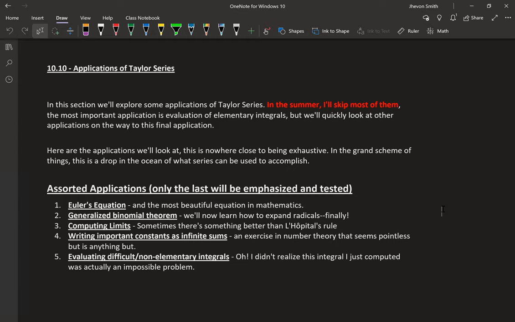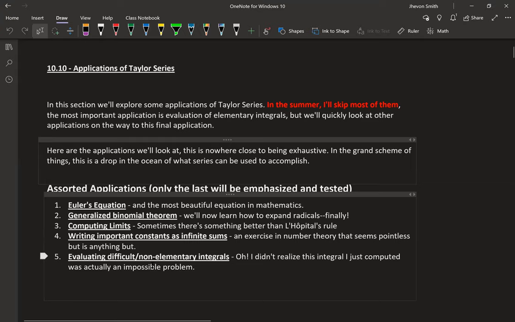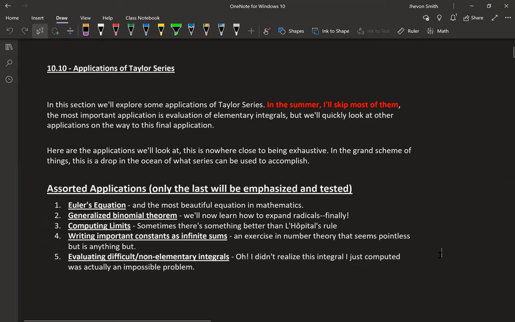Computing limits. Are we going to have this on our exam? Jason, you have to listen to what I'm saying. The first 4 applications you are not going to be tested on at all. I'm talking about them just because I think they're cool. The 5th application is the one that you will be tested on, and I already showed you how to do that.